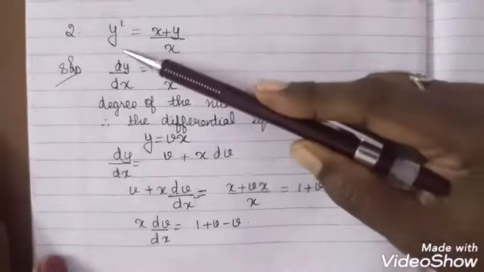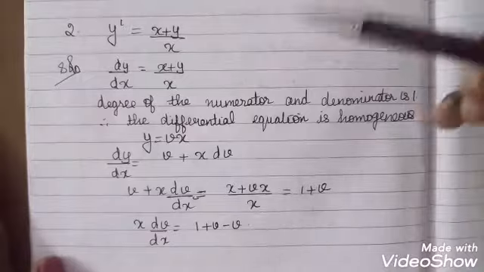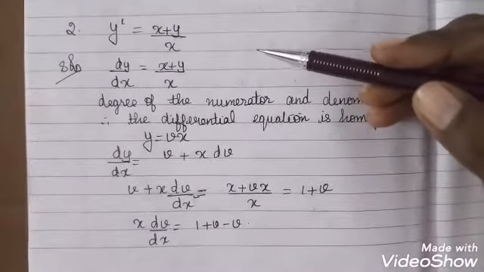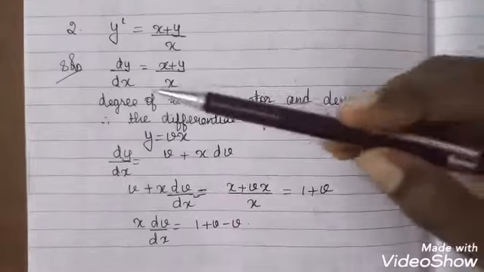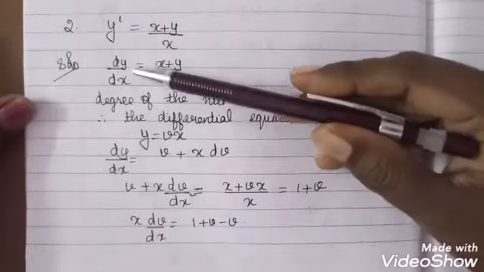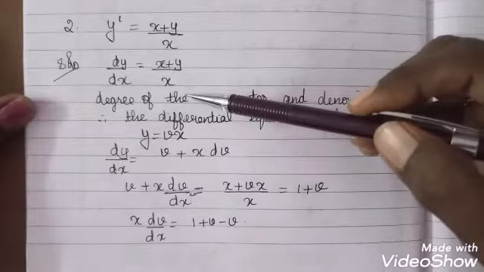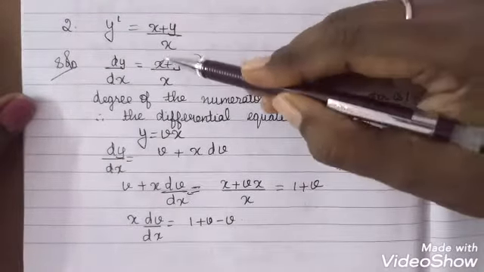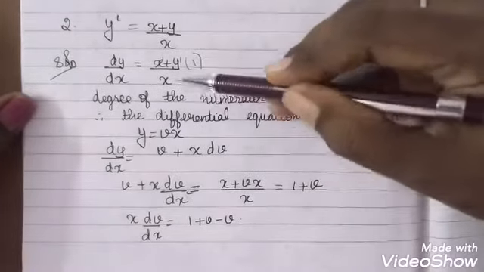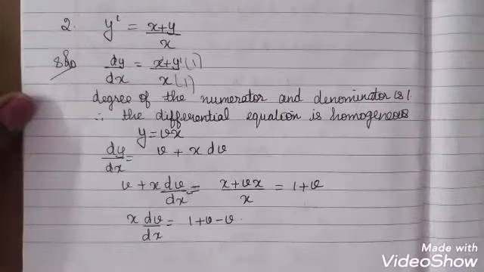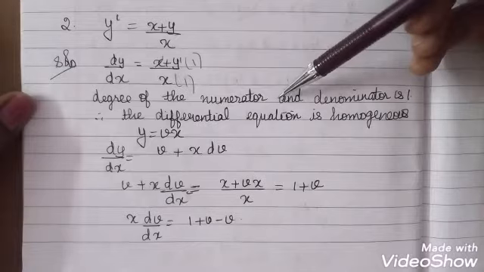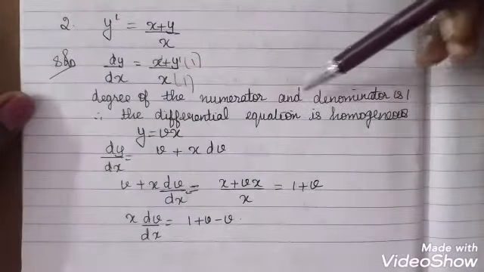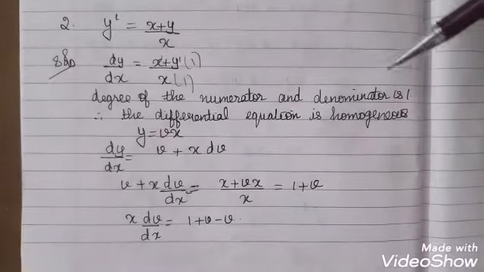Second question, y dash is equal to x plus y by x. Here it's given to us directly, so I can check whether it is homogeneous or not. dy by dx is equal to x plus y by x. What is the degree of the numerator? It's nothing but 1. Here also you have got 1. What is the degree of the denominator? That is also equal to 1. So the degree of the numerator and the denominator is 1. Therefore the differential equation is homogeneous.